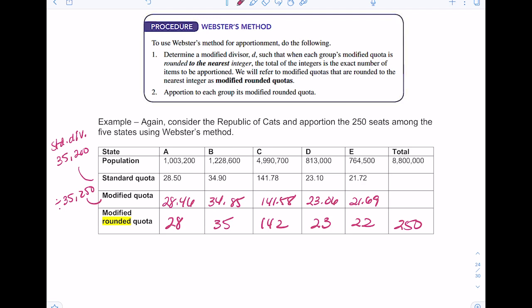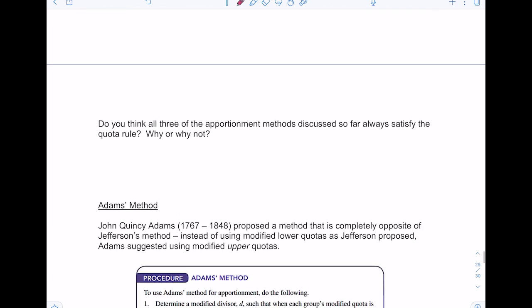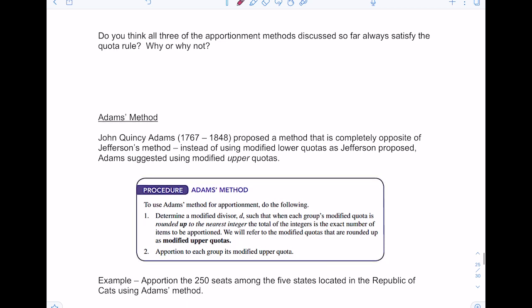Okay, so that's Webster's method. One of the things we need to pay attention to is whether or not these apportionment methods satisfy the quota rule, because they need to satisfy the quota rule. Do you think all 3 of the apportionment methods discussed so far satisfy the quota rule? Why or why not? Pause the video and try to think about that.